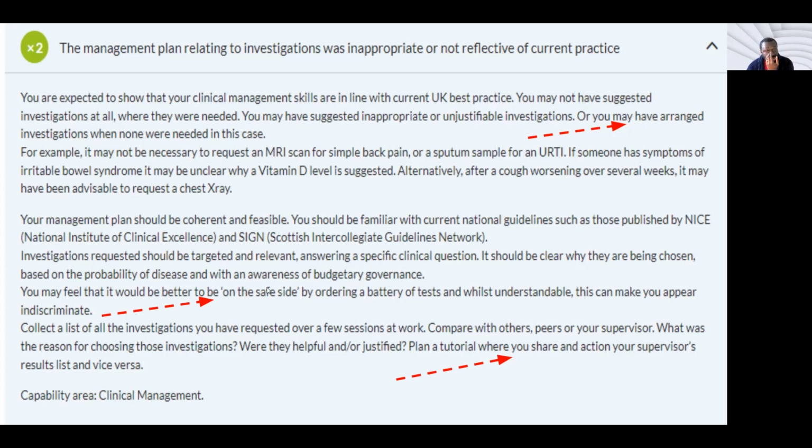I mean it. Because when I looked at my management, in a lot of cases I thought I would do very well in management, and I had some of them I had failed in the management section. And when I reviewed the cases with some of my colleagues who are preparing for the exam, they made suggestions of, maybe you shouldn't have actually offered to refer this patient. And I reflected on it, and I was like, yes, maybe you shouldn't have referred these patients. Yeah. So the next one, they say plan a tutorial where you share and action your supervisor's results, and vice versa. It's something you can do if you're still preparing for the exam. You can consider reviewing that with a supervisor.